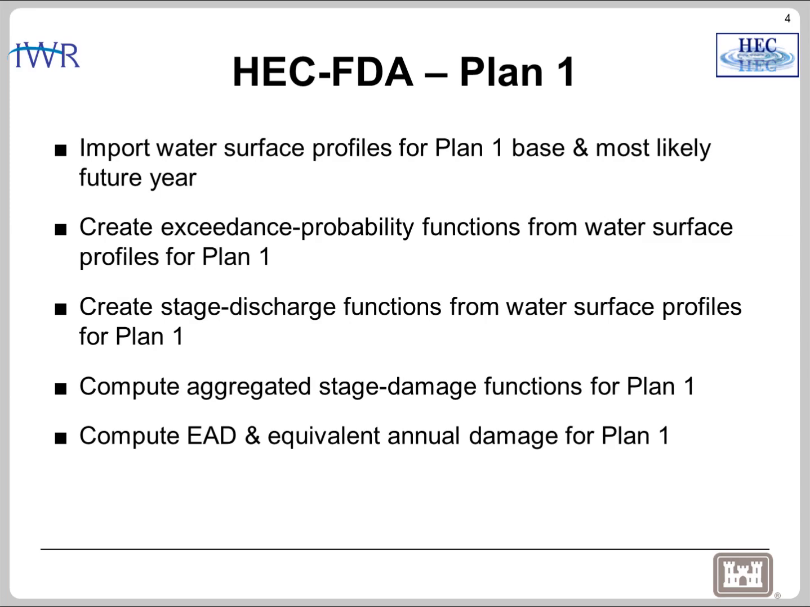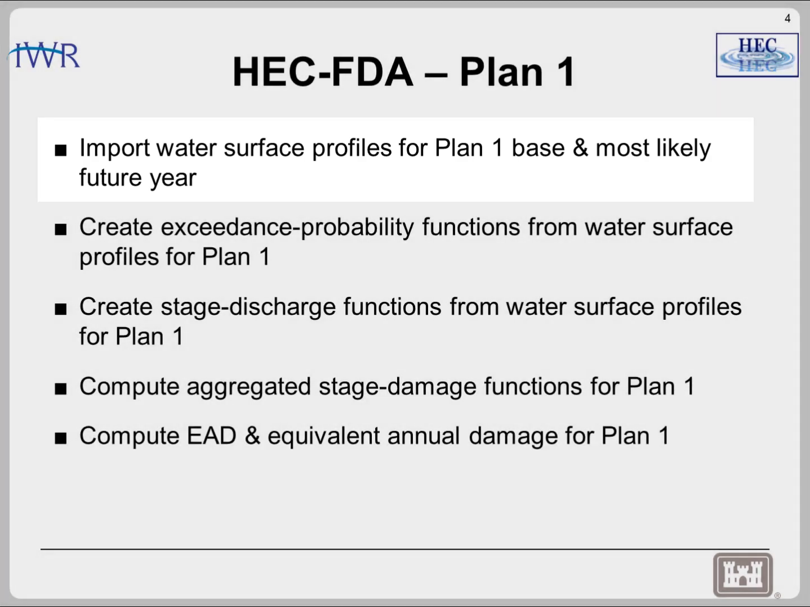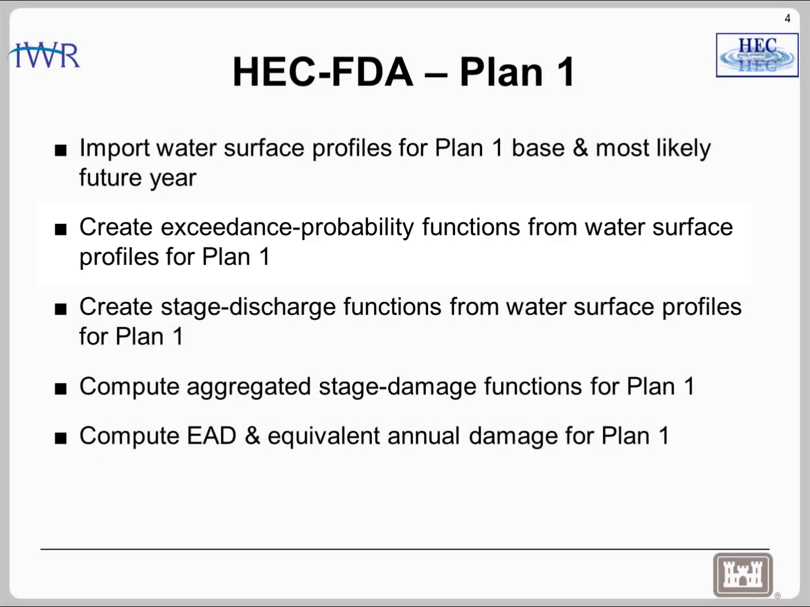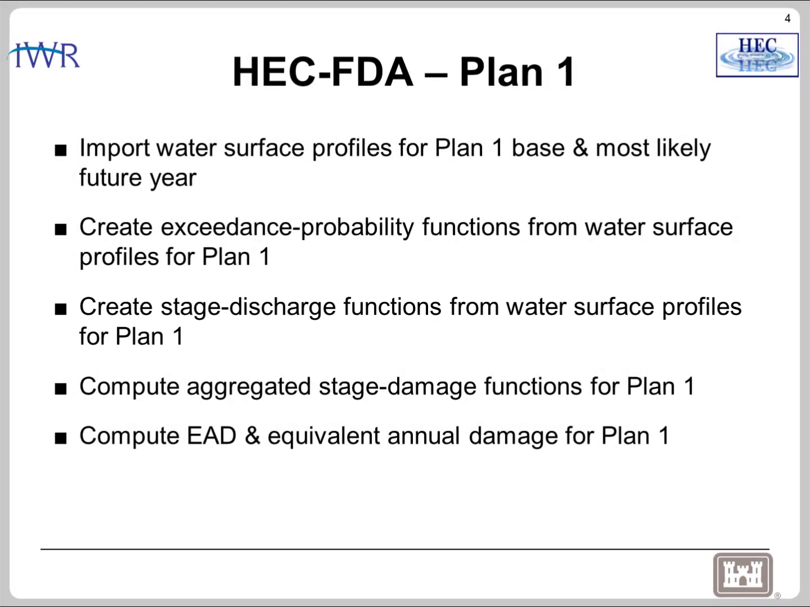Starting with Plan 1. Here's an overview of Plan 1 and all the steps you will need to complete. You will need to import the water surface profiles for Plan 1 for the base year and the most likely future year. Then you will need to create the exceedance probability functions from the imported water surface profiles. You also need to create the stage discharge functions from the water surface profiles. Again, making sure that you're selecting the correct year and plan.